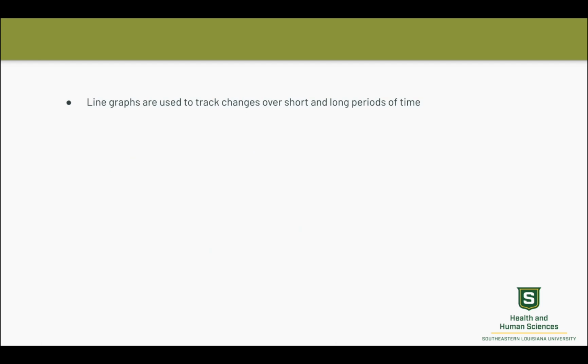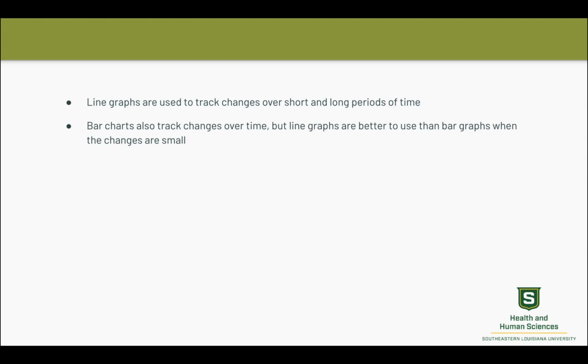So line charts are used to track changes over a short or long period of time, and bar charts also do that, but line charts do a better job with that than bar charts do. It's also a little bit easier to tell changes over time with a line chart versus a bar chart.